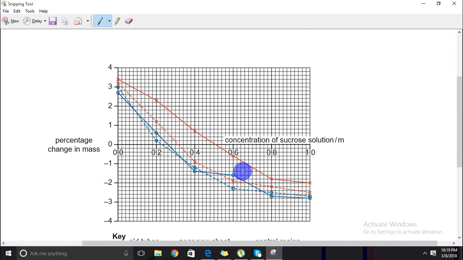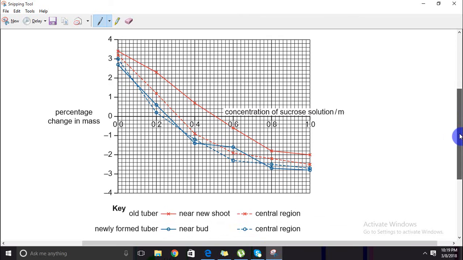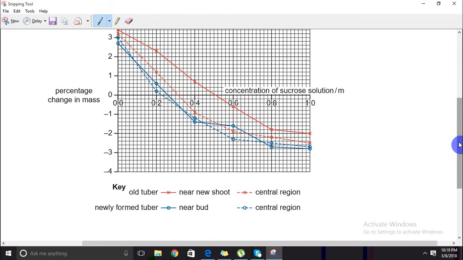So what was concluded is that the region of the old tuber, which was near the new shoot, had the lowest water potential of all others. And what is it? This is the water potential, and it's approximately 0.52. And do you think this has the lowest water potential?